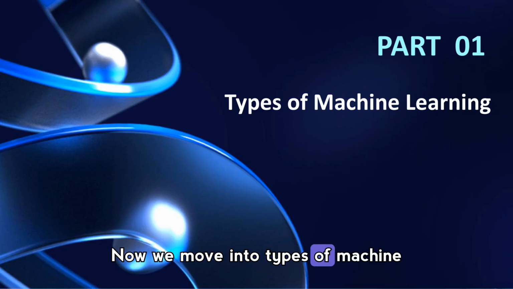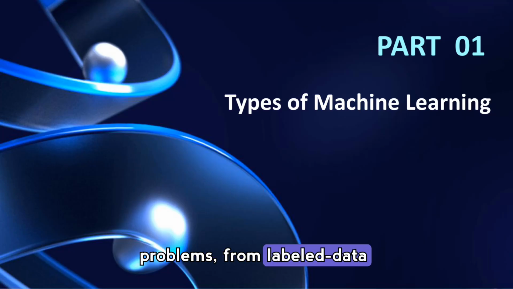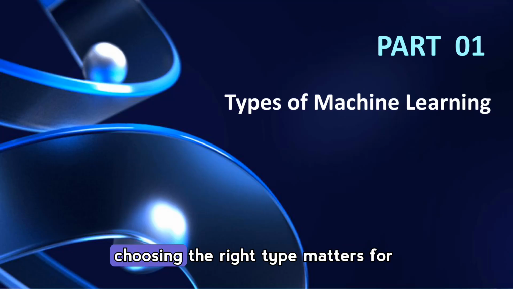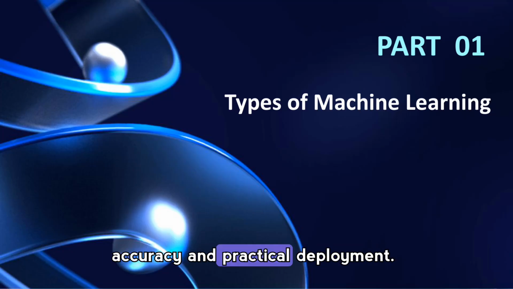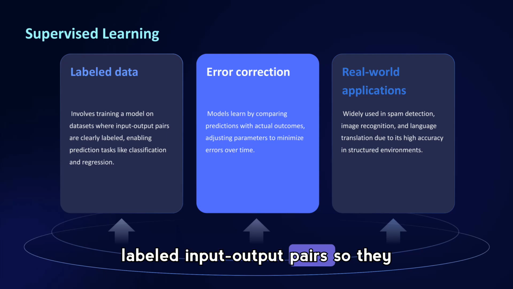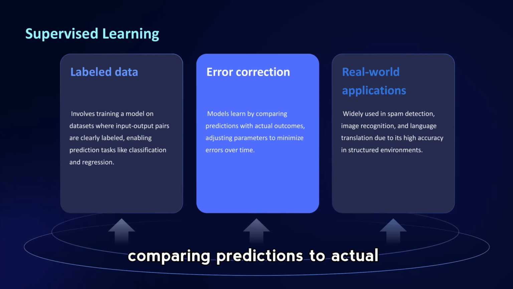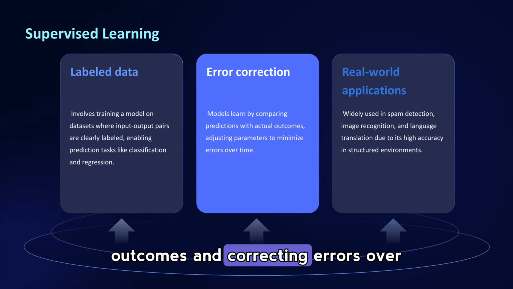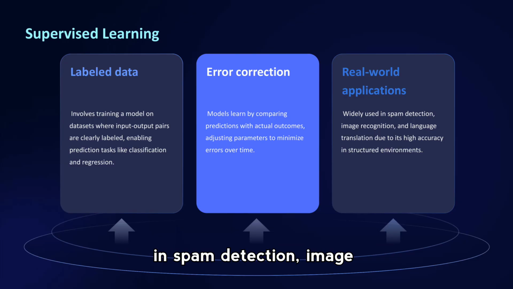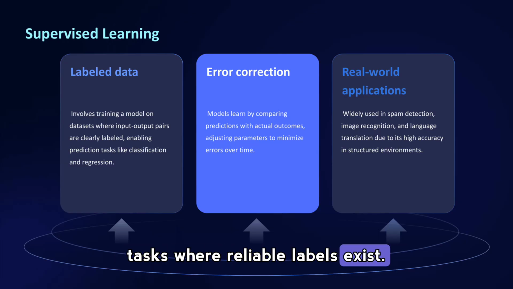Now we move into types of machine learning so you can see how different methods fit different problems, from labeled data approaches to models that learn by exploring environments, and why choosing the right type matters for accuracy and practical deployment. Supervised learning trains models on labeled input-output pairs so they can predict or classify new examples. Models learn by comparing predictions to actual outcomes and correcting errors over time. This approach is widely used in spam detection, image recognition, and structured language tasks where reliable labels exist.